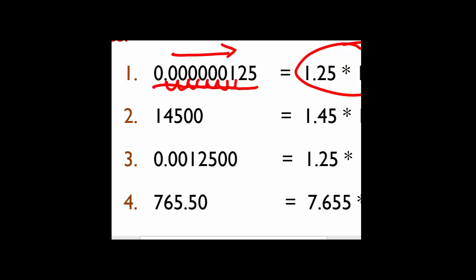Now this one is 14,500. We need to put it in terms of a scientific notation. So this is where the decimal point is. I need to move the decimal point towards the left. Left means I need to go up in the powers of 10, by 1, 2, 3, 4 places. So it's 1.45 times 10 to the power of 4. I want you to continue the rest of the examples.